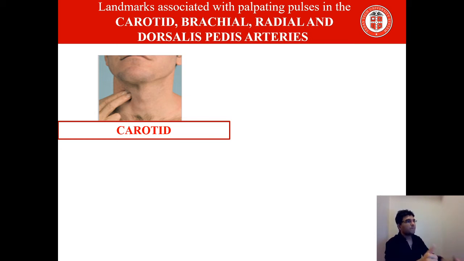Big caution, two cautions actually. Never try to use your thumb to palpate an artery, because the thumb has its own pulse, so you might not be able to differentiate between the pulse of the thumb or the artery. So always try to use the fingers.